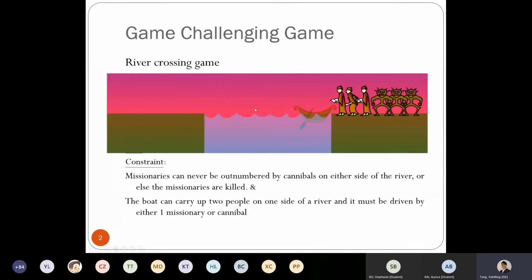Now I would like to give you the link for this game. You should see my message on the chat box. I just sent you the link of this game. I'll give you 5 minutes to play this game and see whether you can solve this problem.